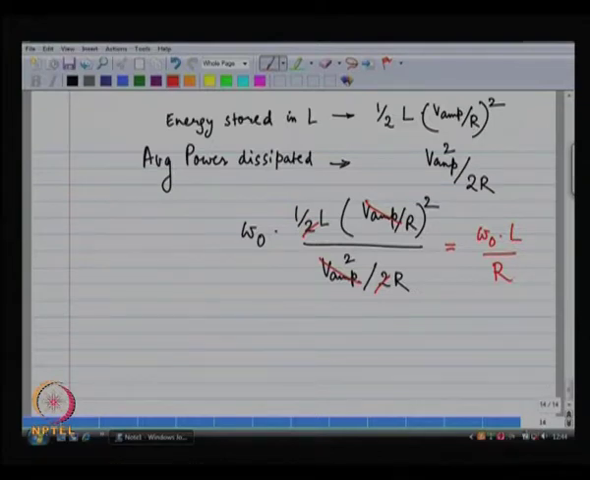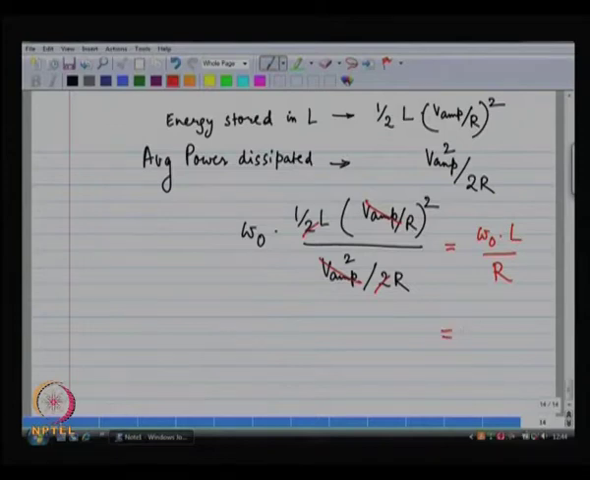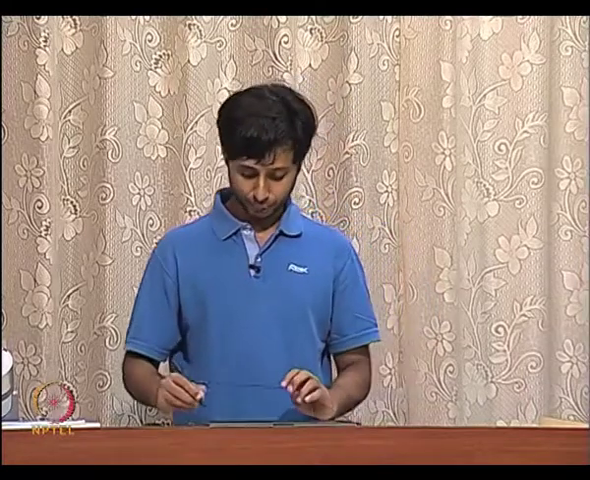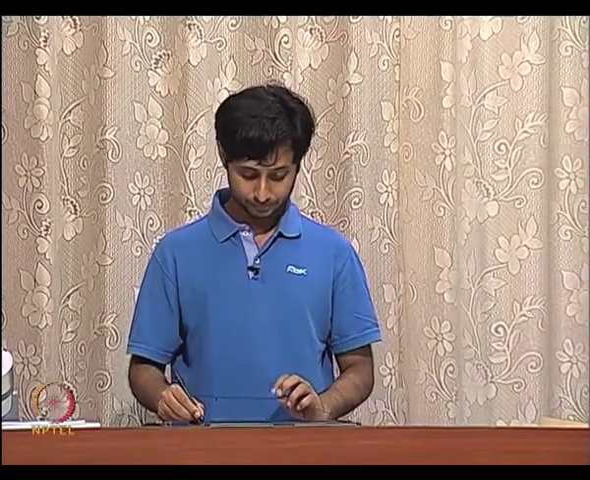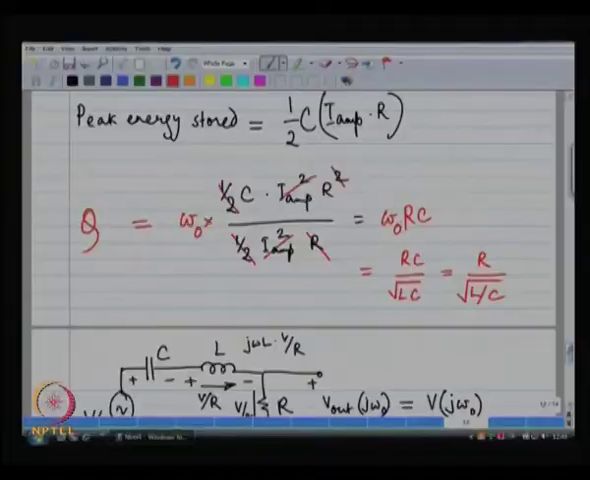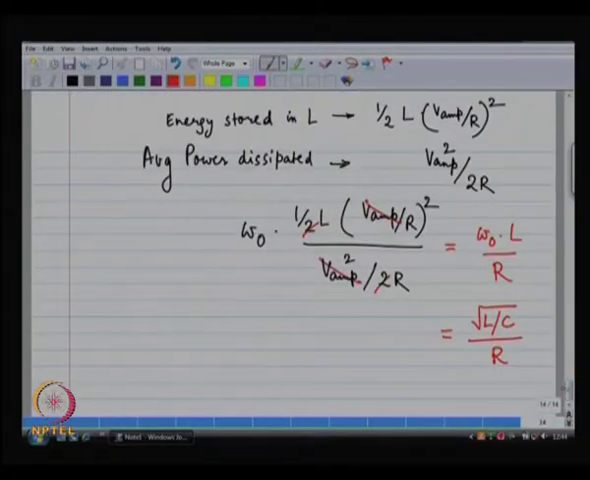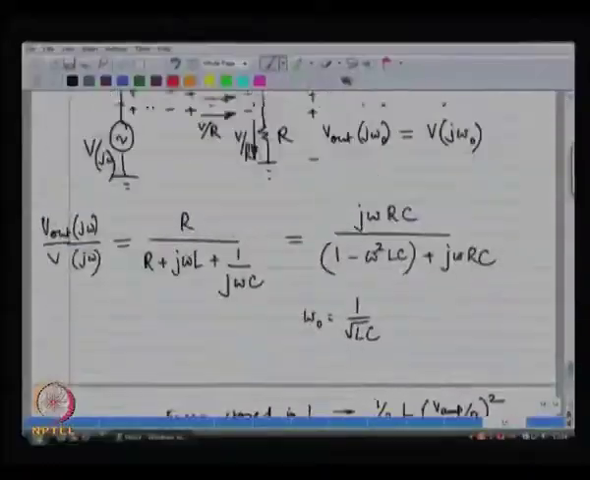Okay. And you substitute omega 0 is 1 by square root of L C, what you will get is square root of L by C divided by R. Now, this happens to be the exact inverse of the previous formulation. Previous formulation was R by square root of L by C, this one is square root of L by C by R. Okay. I want you to ponder about these thoughts.